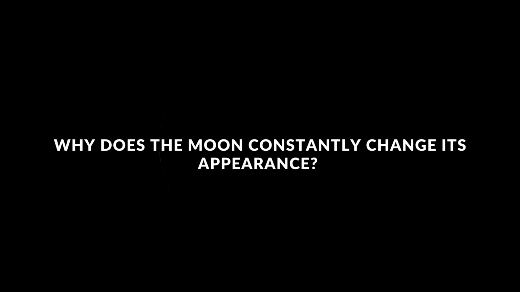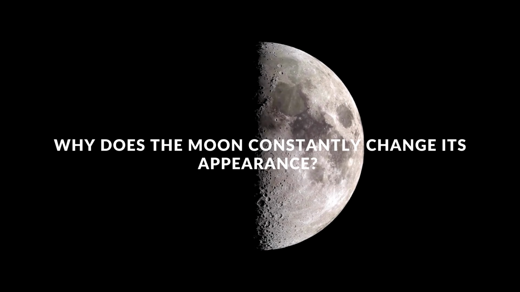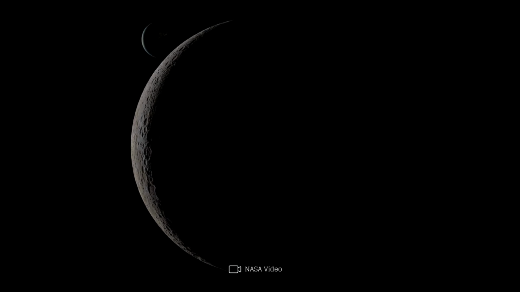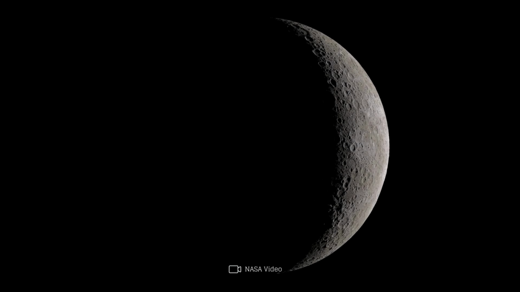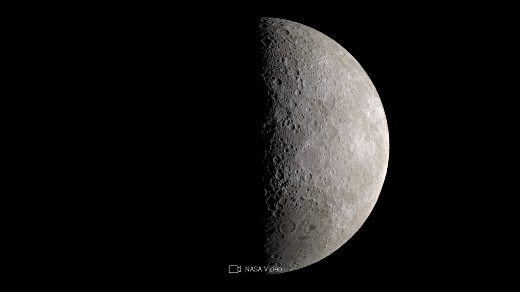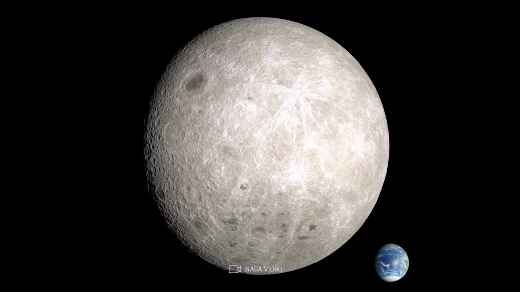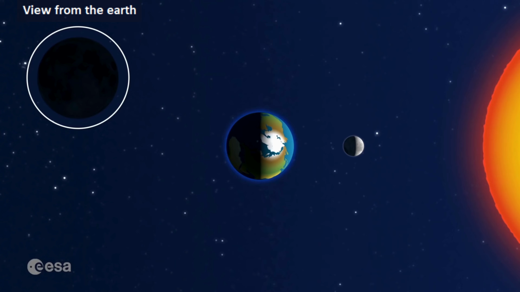Why does the Moon continuously change its appearance? The ever-changing appearance of the Moon is due to its phases and depends on how the Sun illuminates the Moon and its position. Let us try to explain this in a simple way. When the Moon moves in the same direction as the Sun at night, the Moon cannot be seen. This first phase is called the new moon.